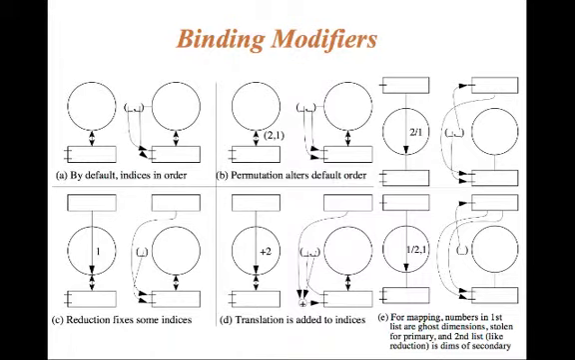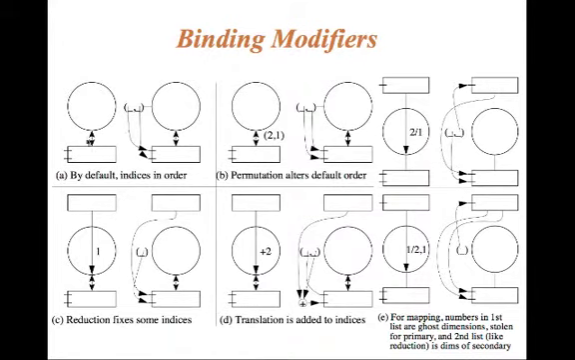Okay, how are array elements indexed? Well, these are binding modifiers, and this looks very complicated. Let me first say that only the left side of each one of these subdiagrams is an example of ScalPL. The right side is supposed to be an illustration of what the left side means somehow.